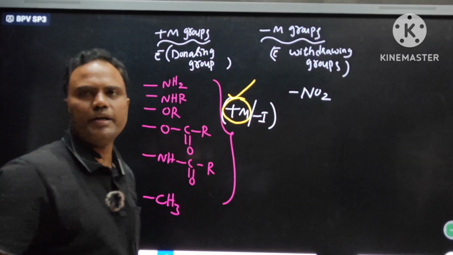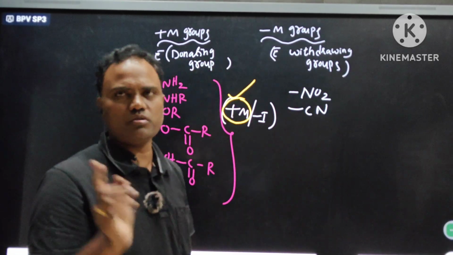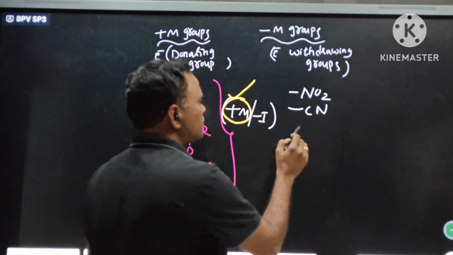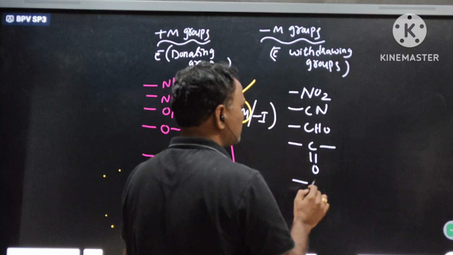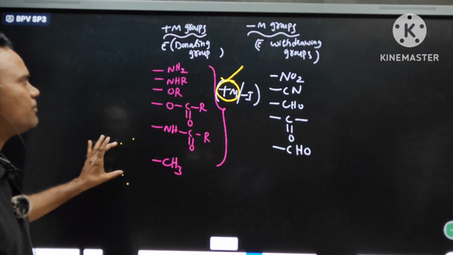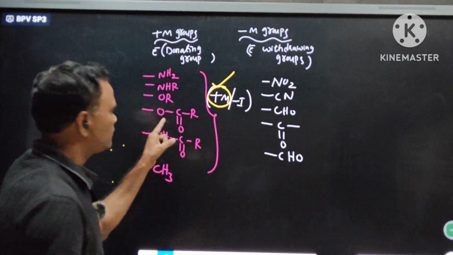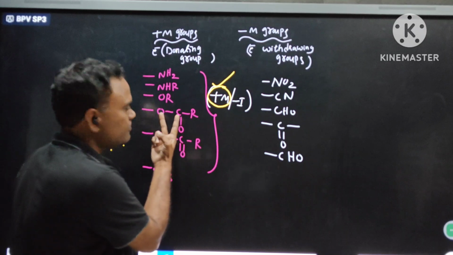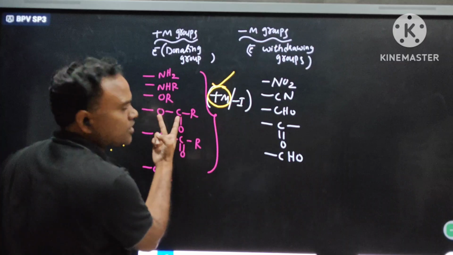NO2 is a minus M group. Cyanide. These are minus I groups also. In inductive also, the same groups came two times. NO2, cyanide, aldehyde, ketone, carboxylic acid. And see, wait, don't write. Observe these two fingers. This finger represents oxygen, this finger represents C double bond.